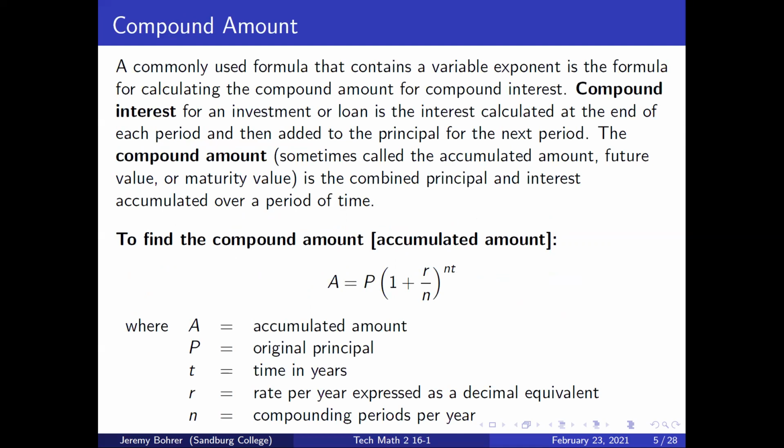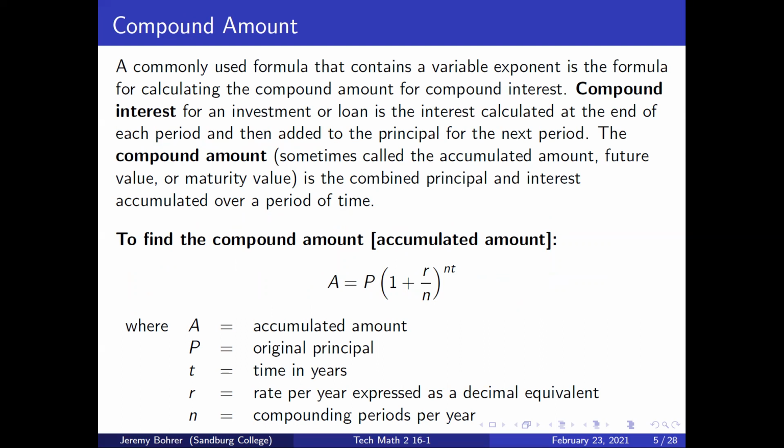A commonly used formula that contains a variable exponent is the formula for calculating the compound amount for compound interest. Compound interest for an investment or loan is the interest calculated at the end of each period and then added to the principal for the next period. The compound amount, sometimes called the accumulated amount, future value, or maturity value, is the combined principal and interest accumulated over a period of time.